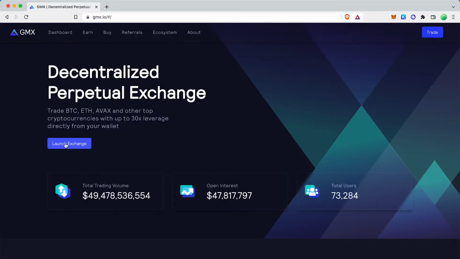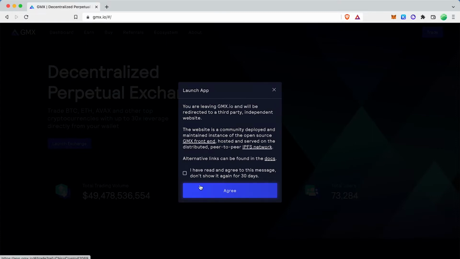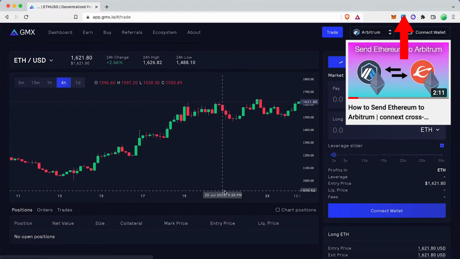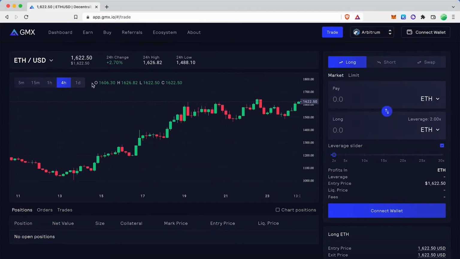You can check my previous video on using Connext Bridge to transfer Ethereum to Arbitrum network with the lowest transaction fees and how to add Arbitrum network to Metamask. You need a small amount of Ethereum on Arbitrum network to pay transaction fees.